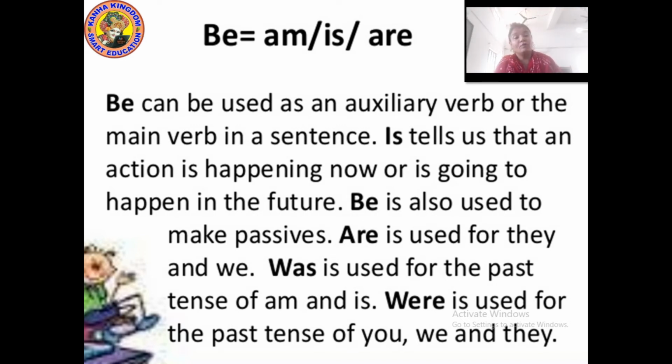Now we'll move to was and were. Was and were are also auxiliary verbs, but they are used with past tense. If we want to use is and am in the past tense form, we will use was. And were is for the plural form of past tense with we, you and they.